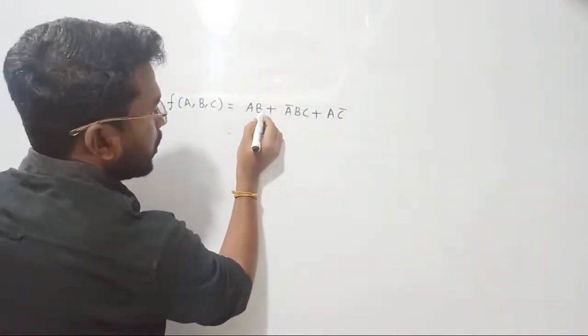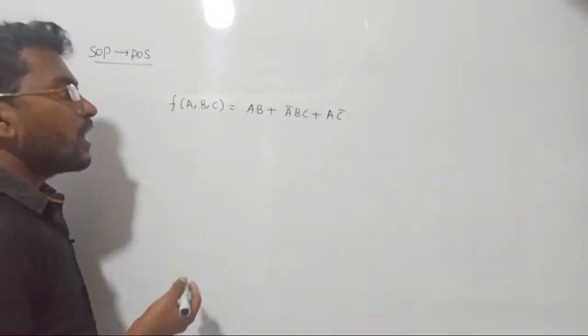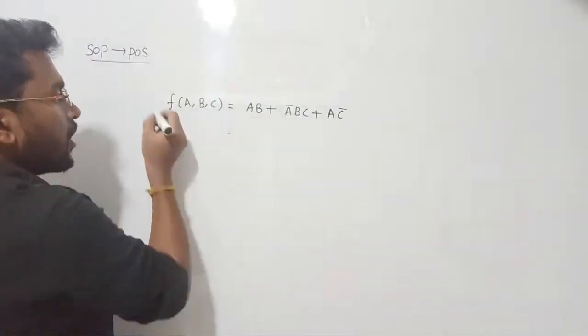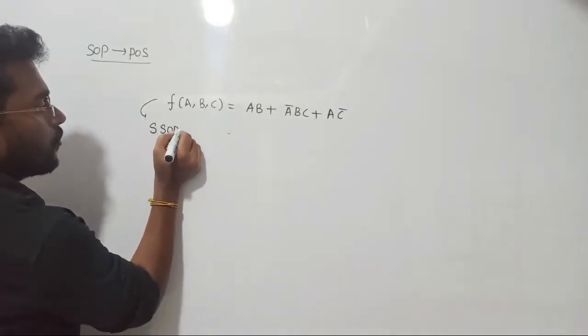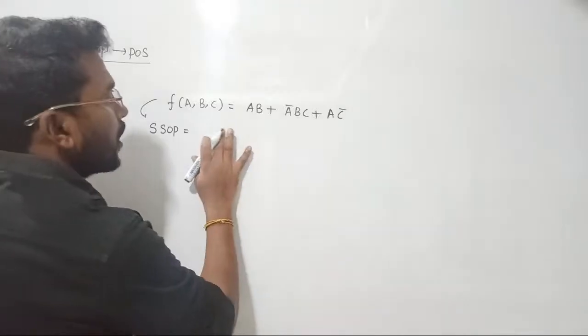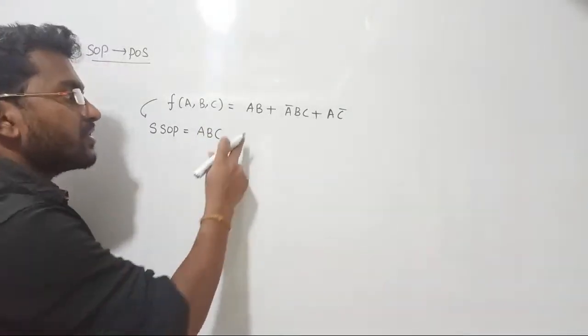If you notice this one, I have a redundant term. AB is there, but one term is missing, that is C. I will have to insert the C. First you will have to write the standard SOP form, the standard sum of product, for the given function. We all know how to write this standard SOP form. Which is the missing term here?